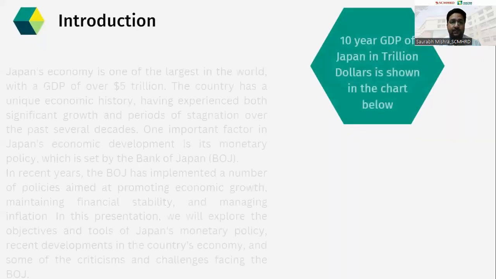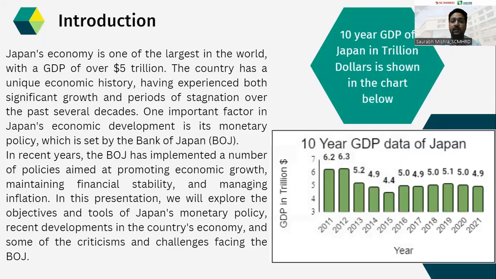First of all, introduction. Japan's economy is one of the largest in the world with a GDP of over $5 trillion. The country has a unique economic history, having experienced both significant growth and periods of stagflation over the past several decades. One important factor in Japan's economic development is its monetary policy, which is set by the Bank of Japan.